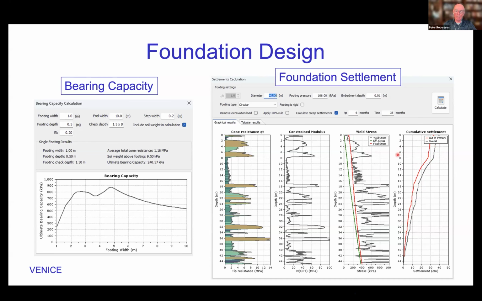They did a full-scale loaded tank at the site, and they measured the primary and also secondary consolidation. And the software based on the CPT actually got a pretty good answer. It was pretty close to the right answer. So it's actually surprisingly good.